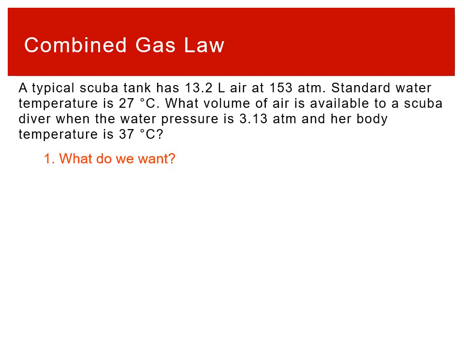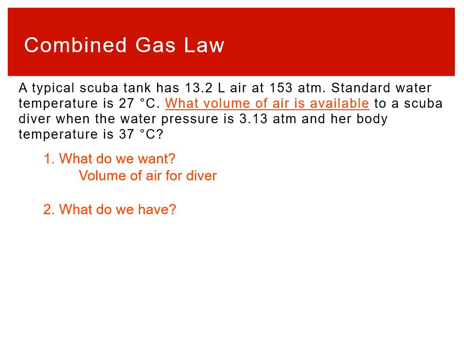So if we want to walk through our process, what do we want? It's the volume of air for the diver, right? So volume of air for the diver is what we want, and we're given a ton of information, right? We have the 13.2 liters, we've got a couple different pressures in atmospheres, a couple different temperatures. One of the things we can immediately see is that this goes back to that initial named gas law. We want a volume and we're given a different volume. The difference is we want the volume of air for the diver and we're given the volume of the tank of air. So that's air in a different state under a different set of conditions.